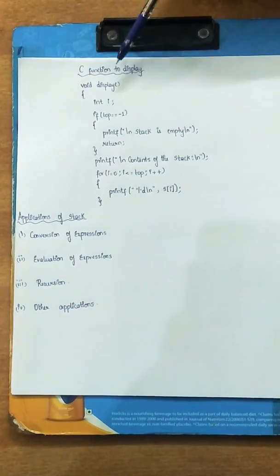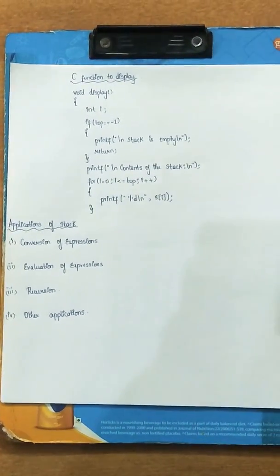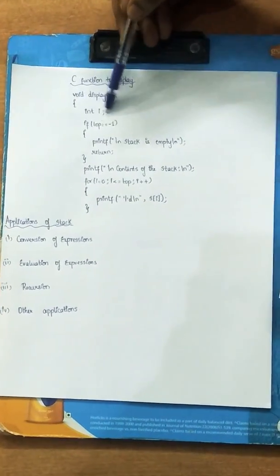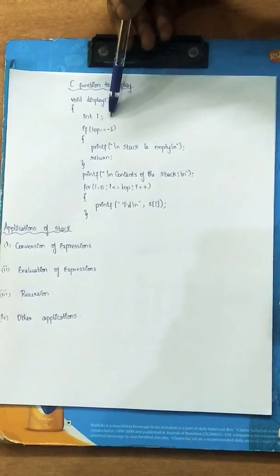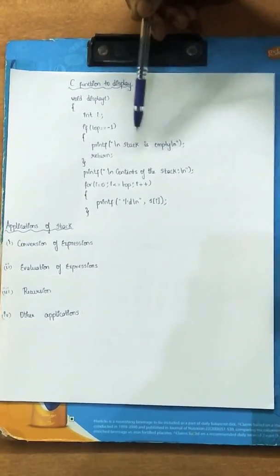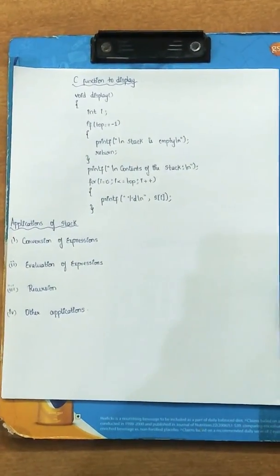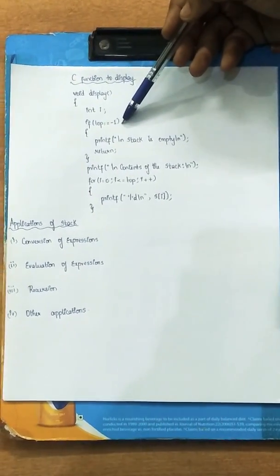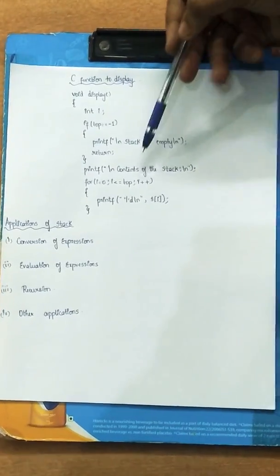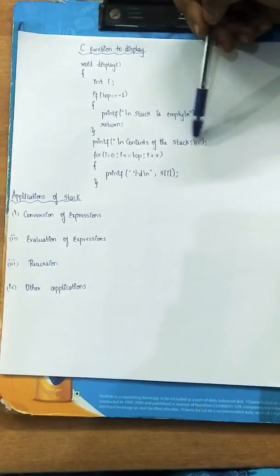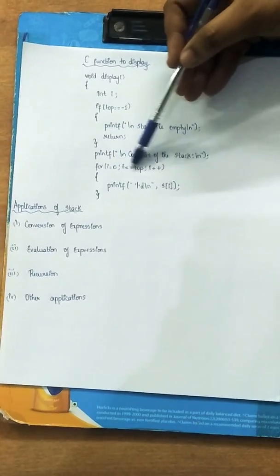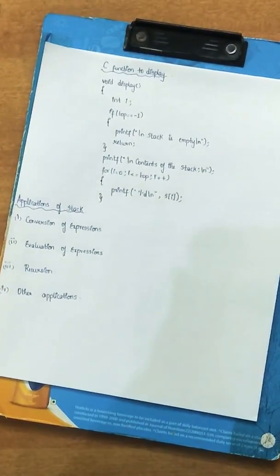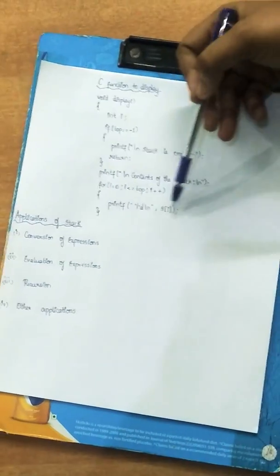Now let us quickly see the C function to display the stack items. In void display, I declare an int i for the loop and the position. Next, we check if the stack is empty, because if it is empty there will be no display of items. If it is empty, we print the error message, else we print the contents of the stack. We use a for loop from i equal to 0 to i less than or equal to top, incrementing i and printing the elements.